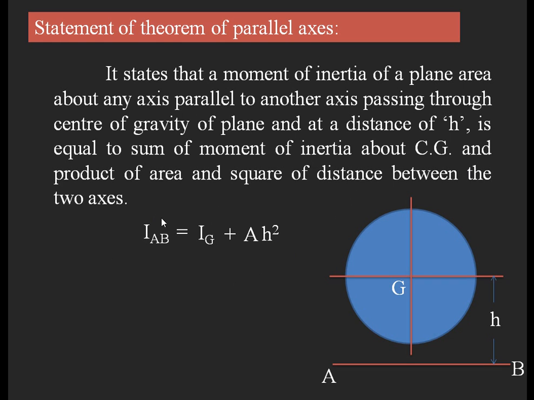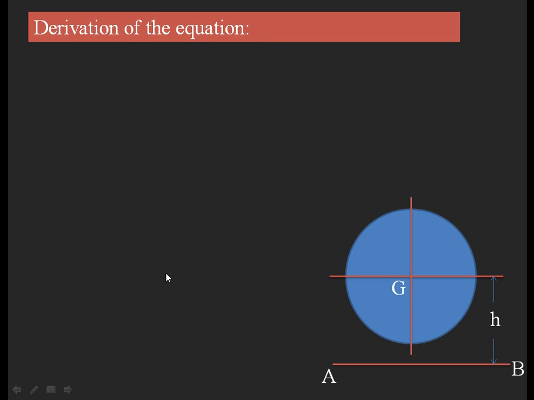That is, the moment of inertia about any axis parallel to the axis passing through the center of gravity is equal to the sum of the moment of inertia of that plane about the center of gravity and the product of area and the square of the distance between the two parallel axes. That is the statement of the theorem of parallel axis. So next we go for the derivation.